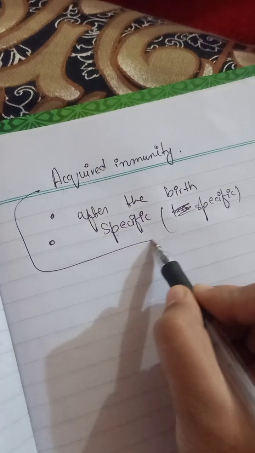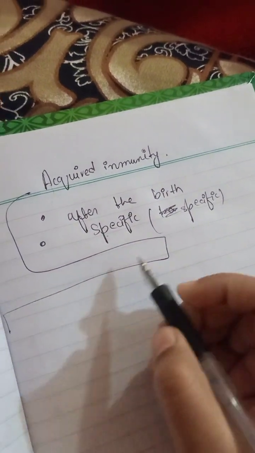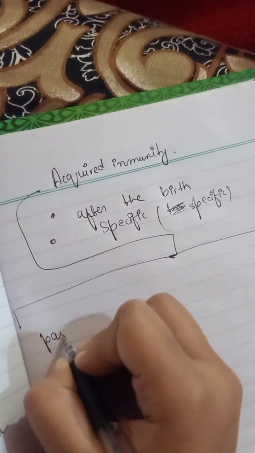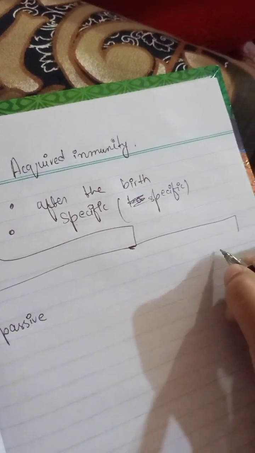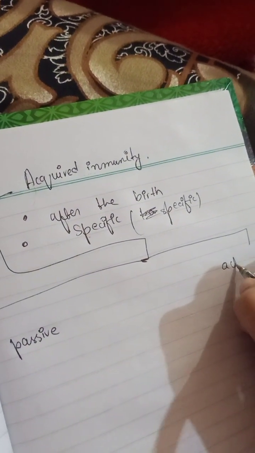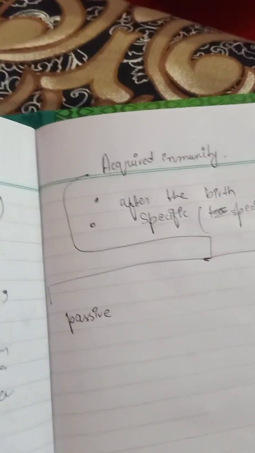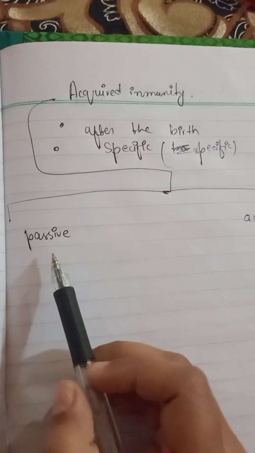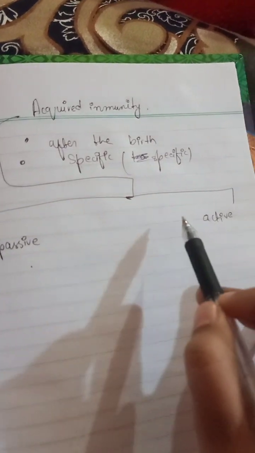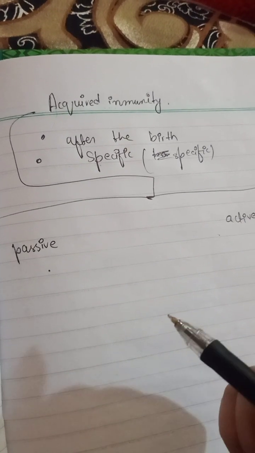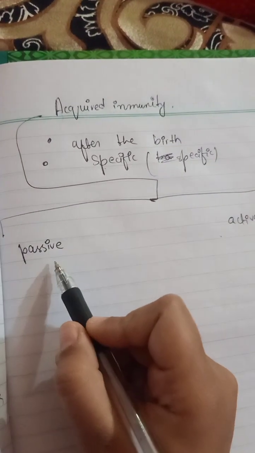Acquired immunity is classified on the basis of passive acquired immunity and active acquired immunity. In this video, we will discuss both the passive and the active. First of all, let me tell you about the passive.